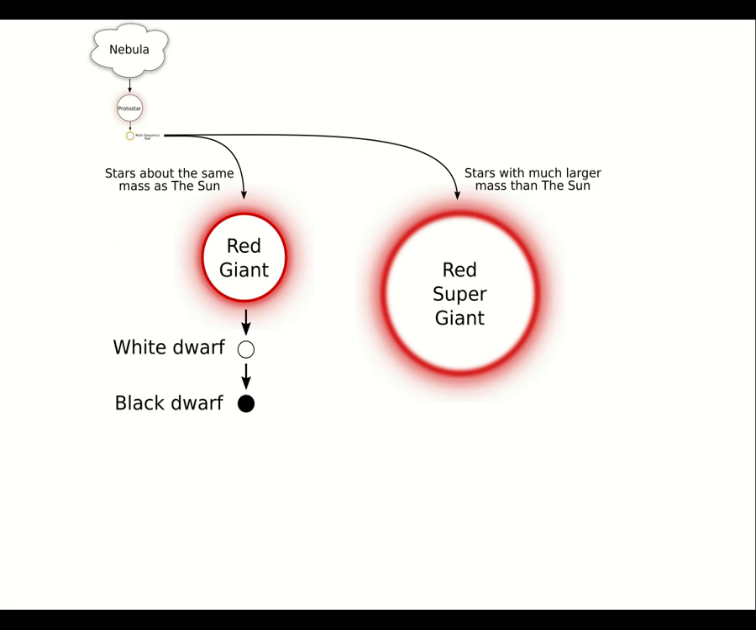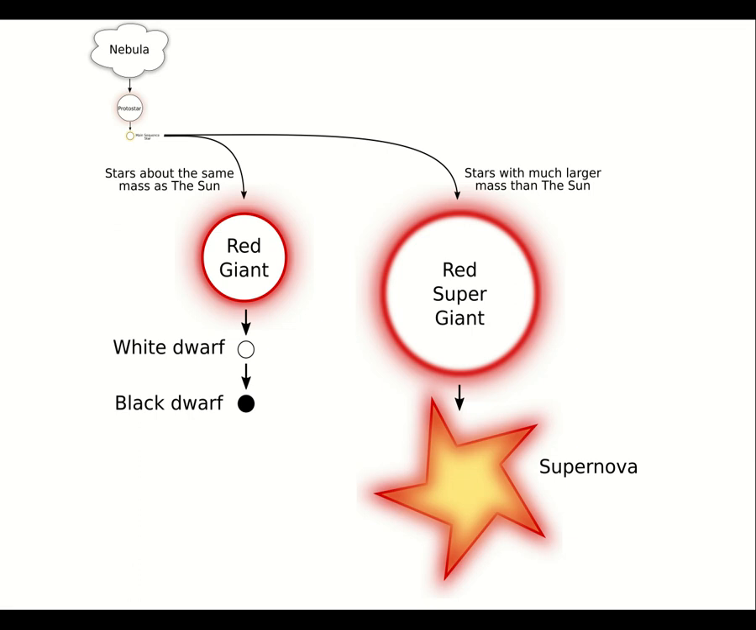But as soon as the central core stops fusing, then all the outer layers collapse in on it, because there's no longer any fusion balancing the gravity. And when that happens, it happens very rapidly. The outer layers collapse in, rebound off the iron core, and fly off into space in a spectacular explosion called a supernova.